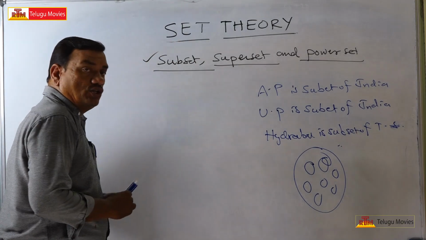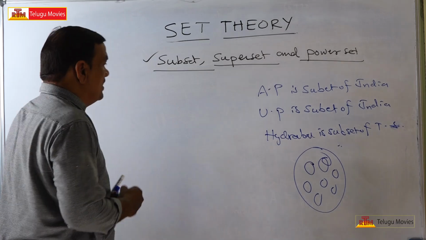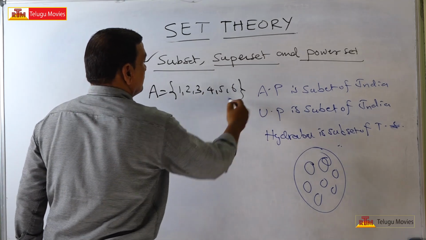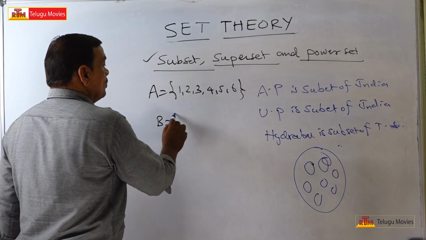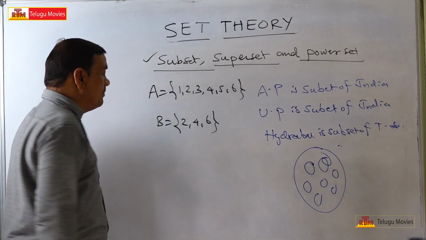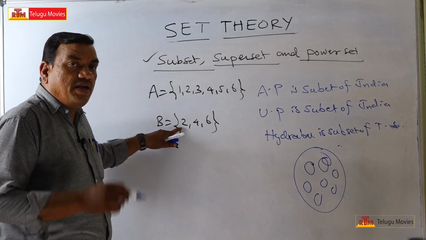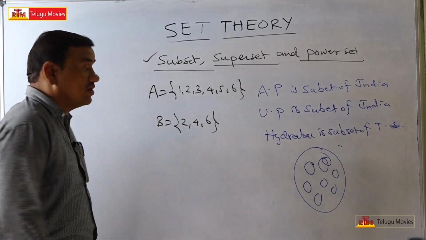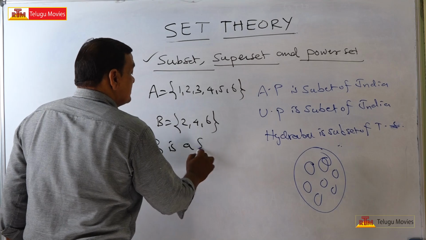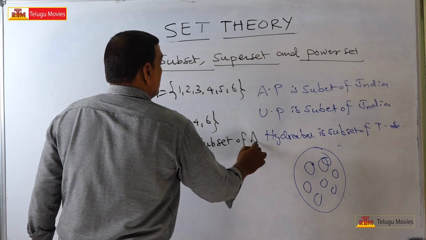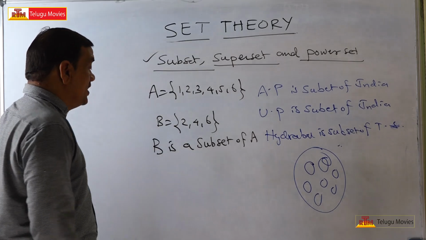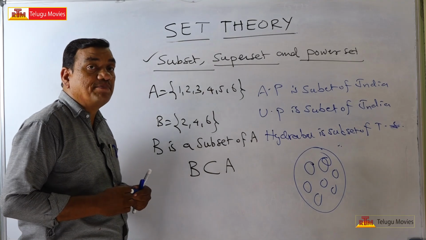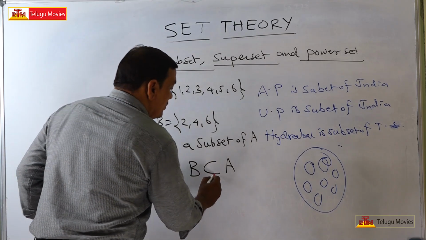Let us give one example mathematically. For example, A is equal to {1, 2, 3, 4, 5, 6}. Now B is equal to {2, 4, 6}. Now tell me, all the elements which are in B belong to A. Right or wrong? Yes. 2 is here, 4 is here, 6 is here. Then we call B a subset of A. It is denoted by B ⊆ A. So this is the symbol of subset.